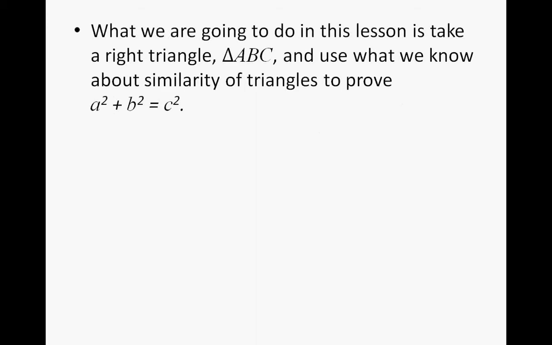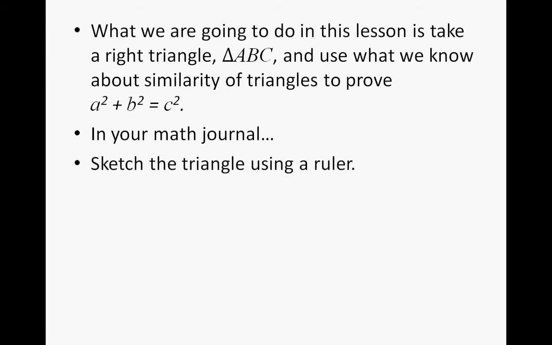So what we are going to do in this lesson is take a right triangle, triangle ABC, and use what we know about similarity of triangles to prove that a squared plus b squared equals c squared. So in your math journal, we're going to go ahead and sketch out this proof. Go ahead and sketch the triangle using a ruler. It's important that we have straight lines when we do this.